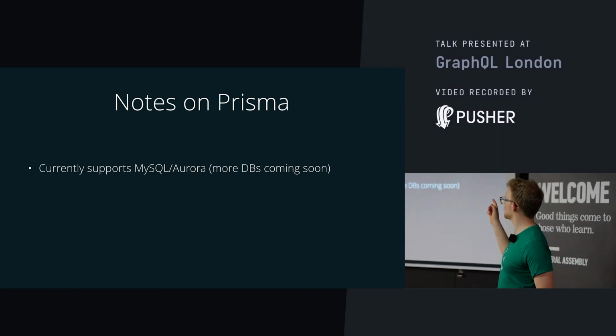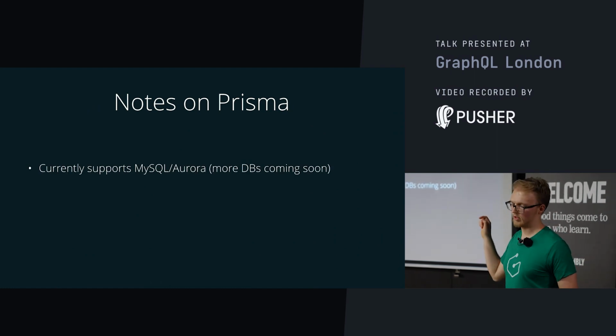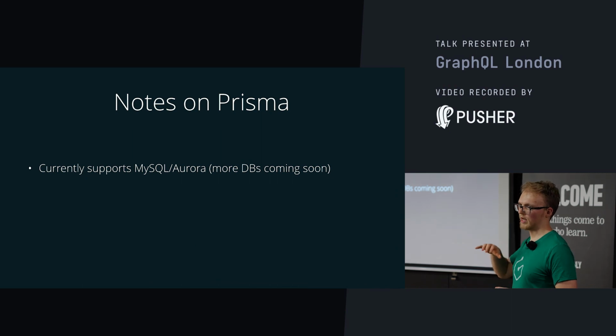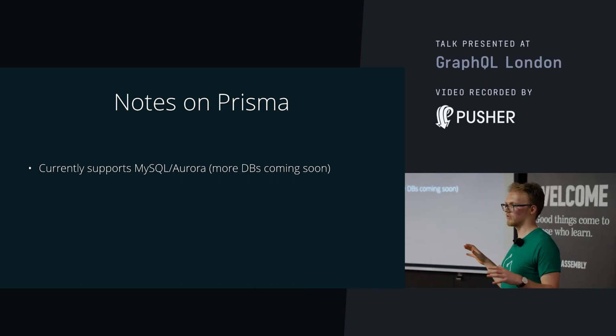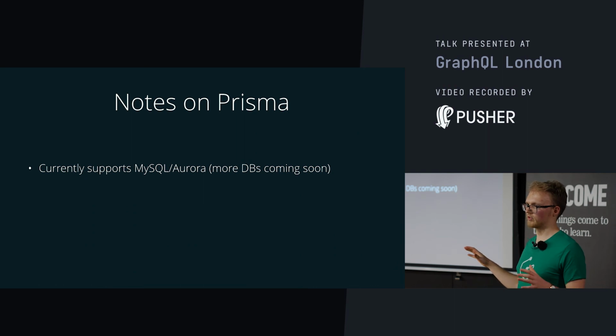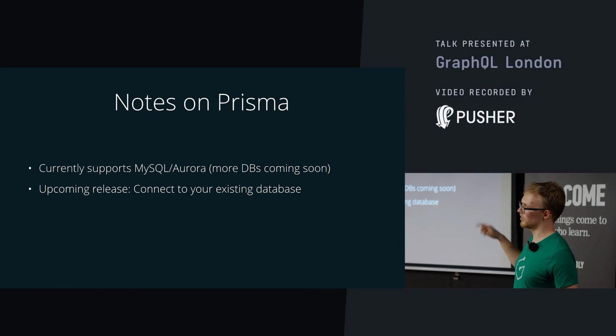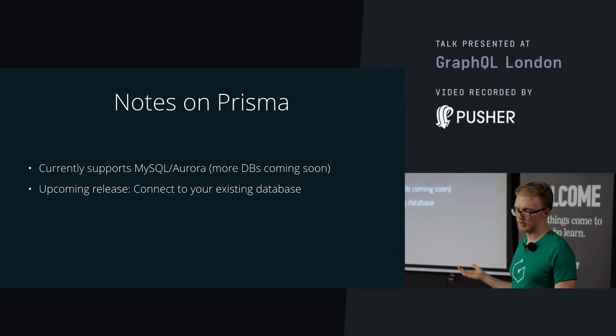A couple of notes still on Prisma. Right now, we're supporting MySQL, which you can also use with AWS Aurora. But over time, we're going to add more and more support for all sorts of databases. Postgres is one of the next ones, but also MongoDB, DynamoDB. So we really want to enable you to use GraphQL as a universal query language for all sorts of databases. And it will also soon be possible to use it with your existing database.